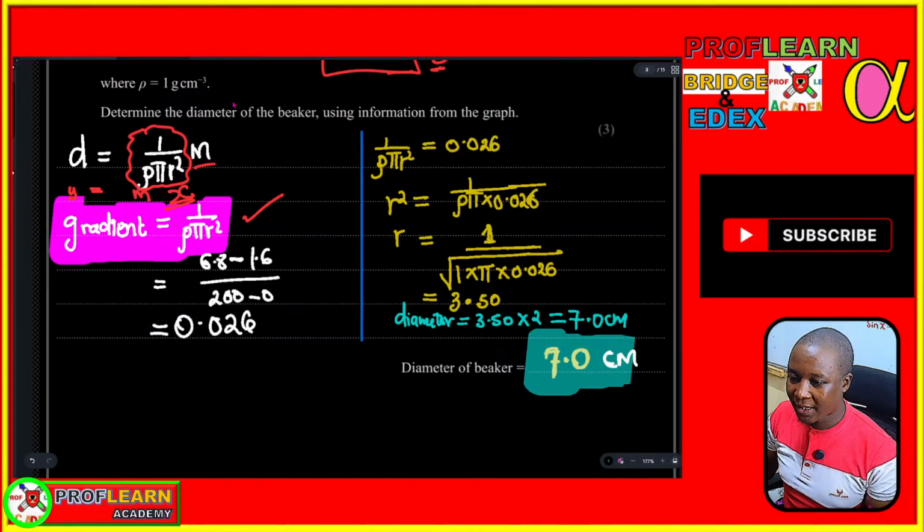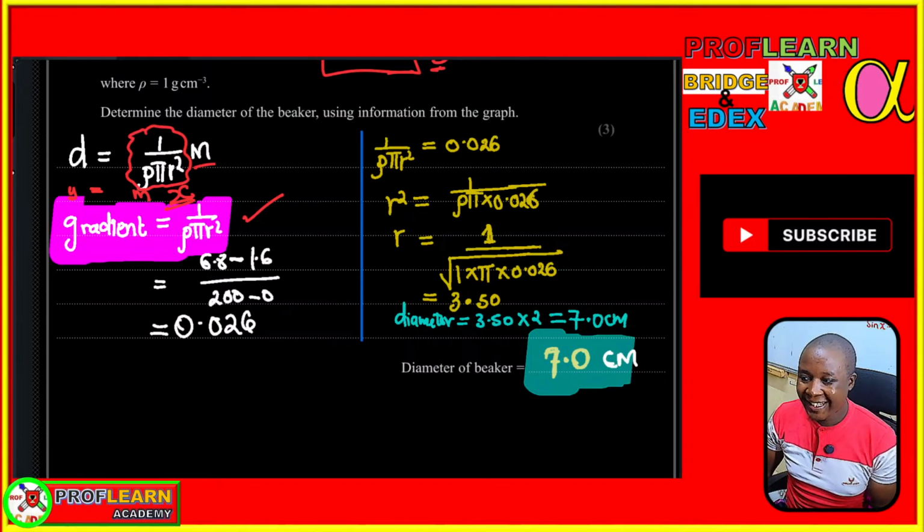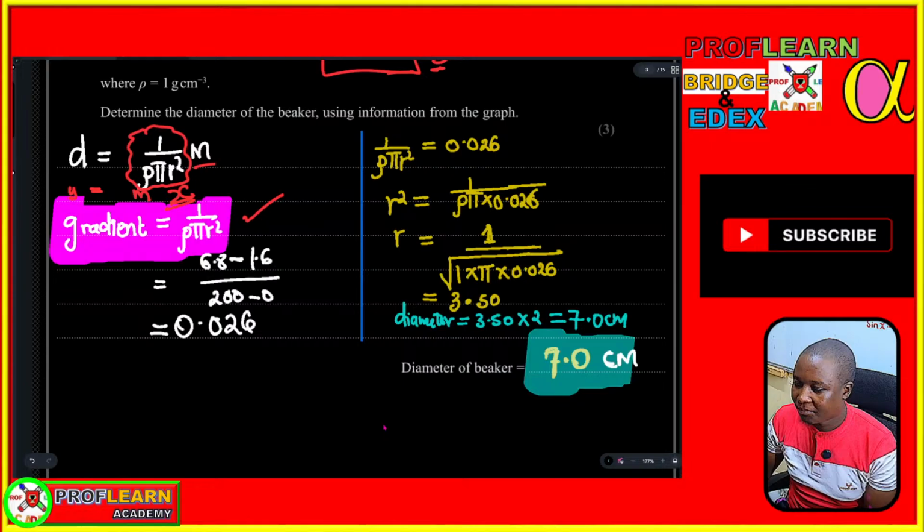But the question was asking us to work out the diameter. Once you have the radius, you can go ahead and work out the value of the diameter, whereby you have to remember that diameter is equivalent to twice the radius, and that's exactly what I did to get my answer as 7.